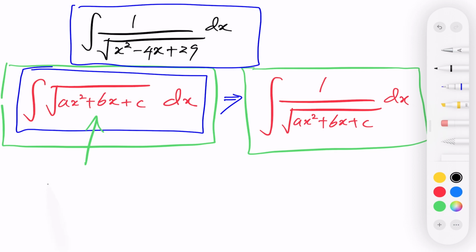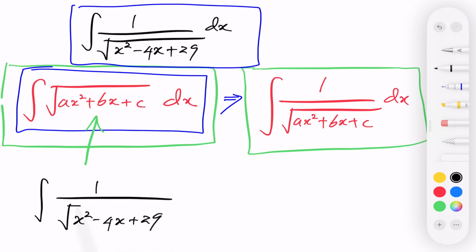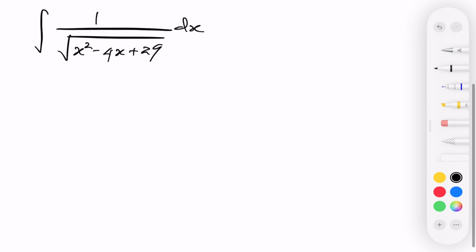The problem given here is integrate 1 over square root x squared minus 4x plus 29 dx. First of all, we can identify whether this integral has a discriminant which is greater than 0, less than 0, or equal to 0. If you carefully do that discriminant analysis, which is b squared minus 4ac, you can see that the discriminant for this problem is actually negative.